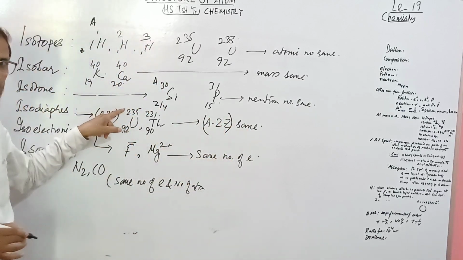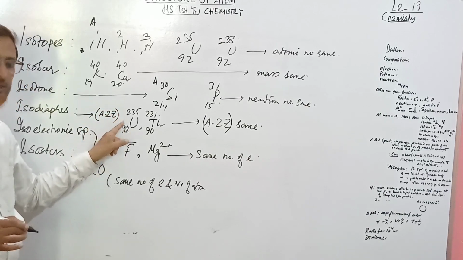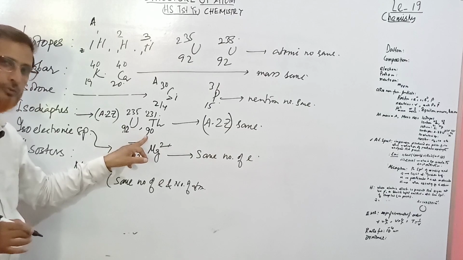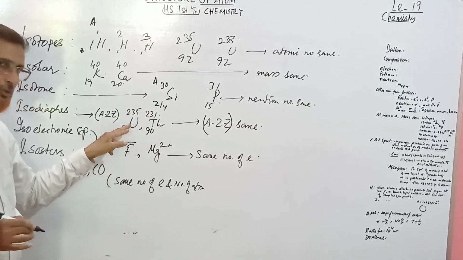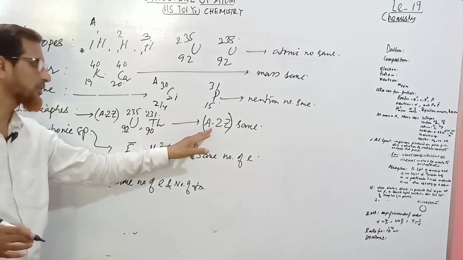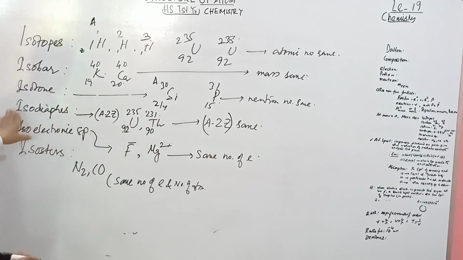A means mass number, minus twice the atomic number. You find out what the result is. For example, A minus twice of 20. You find out the result of this. You will find these two have the same value, uranium and thorium. A minus twice Z is the same. Hence these two species are called isodiaphers.